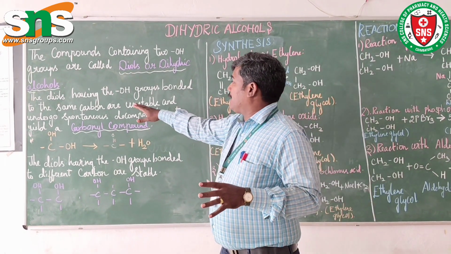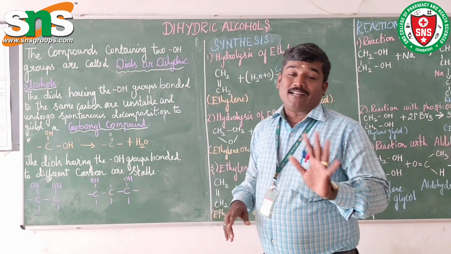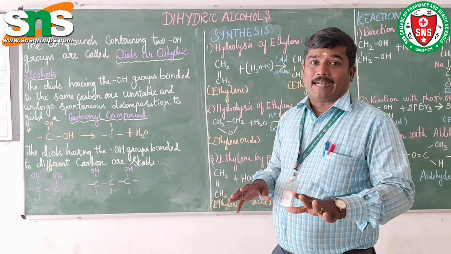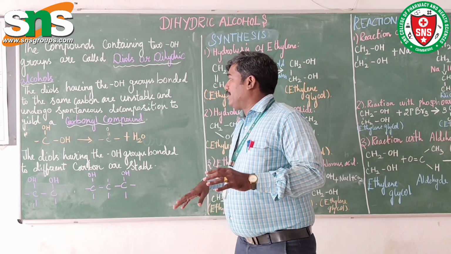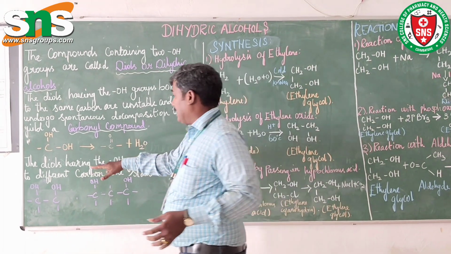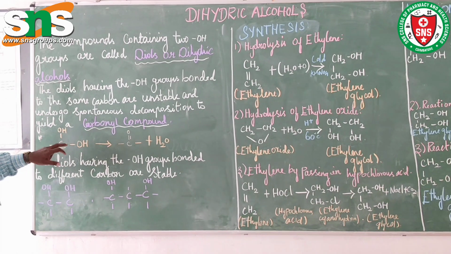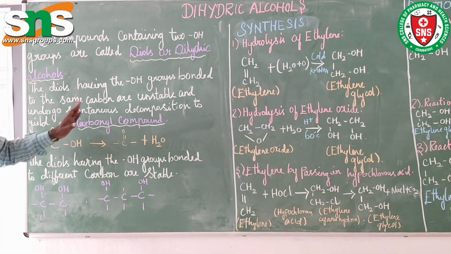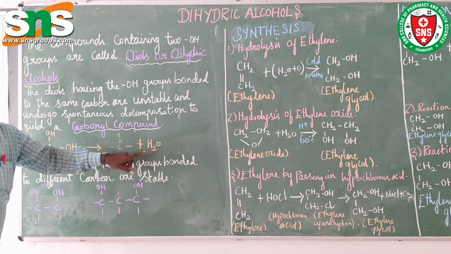Normally, diols having both hydroxyl groups bonded to the same carbon atom are unstable. If two hydroxyl groups are present on the same carbon atom, they will undergo spontaneous decomposition to yield a carbonyl compound. So here, the carbon attached to two hydroxyl groups will tend to produce a carbonyl compound. A ketone will be formed with the elimination of a water molecule.